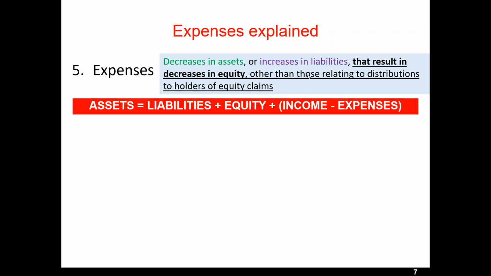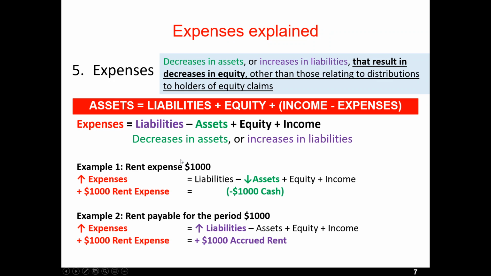And let's look at the first half of the definition. For that, again, we are writing the equation taking expenses to the left-hand side of the equation. Now look at the liabilities and assets. Expenses increases will reflect on decreases in assets or increases in liabilities. Let's look at an example. Rent expense of $1,000. It increases the expenses account, but on the other hand, cash asset decreases to pay for the rent expense.